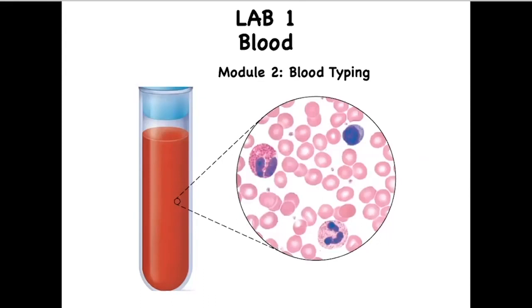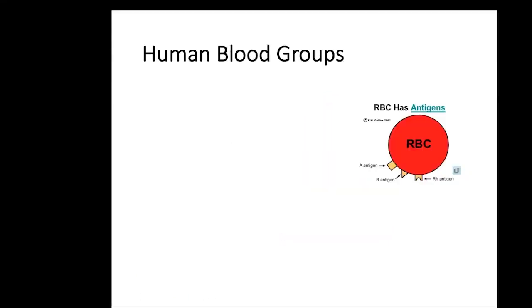This is Module 2 for Lab 1. Read information in your textbook on human blood groups, blood typing, and transfusions. Let's look at the human blood groups.